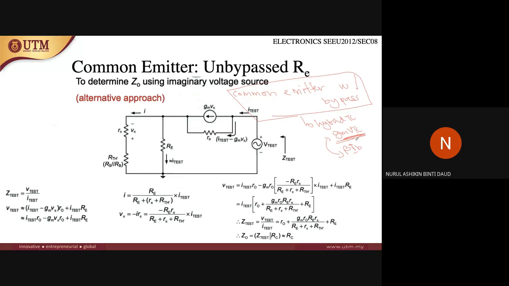The only difference is the current. This is current control, and this is voltage control. So you can decide which you want to use, either this one or this one. But in your exam it will be focused on hybrid pi and also this, common emitter with bypass.